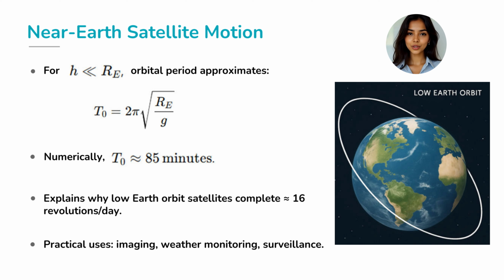That means a low Earth orbit satellite goes around Earth roughly 16 times in a single day. These satellites are used for imaging, weather monitoring, and defense. They are always busy, circling the planet over and over, giving us constant data.